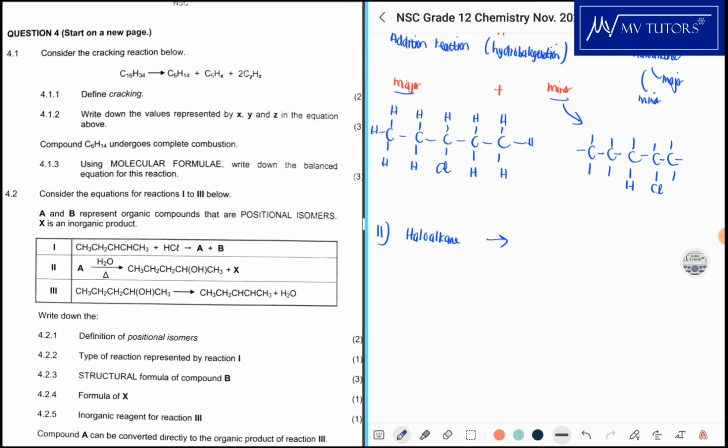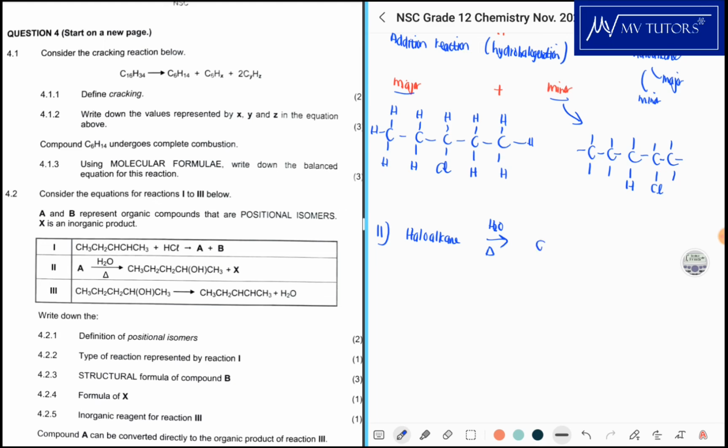Haloalkane, it's fully saturated. So we're looking now at what? At a substitution reaction. I see water there, so it's probably hydrolysis. We don't know, but the product is water. No, not water. It's an alcohol. There's an OH group. Okay, hydrolysis is what is going on.